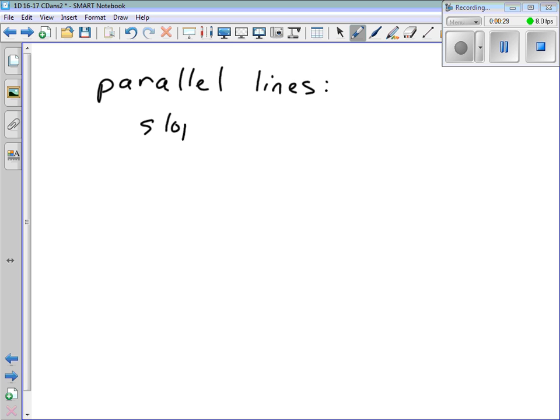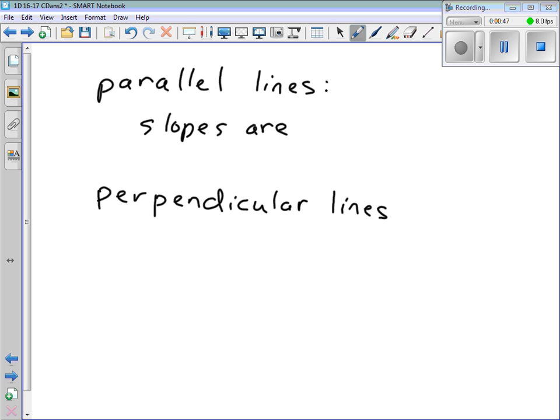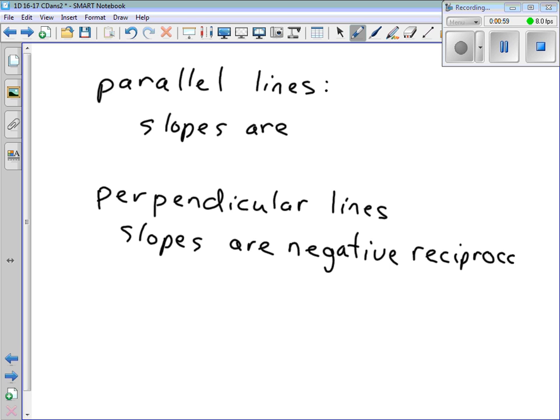what do we know about the slopes? Chris? That would be perpendicular lines. Okay. If we've got perpendicular lines, the slopes are negative reciprocals. Okay. What do we mean by negative reciprocals?